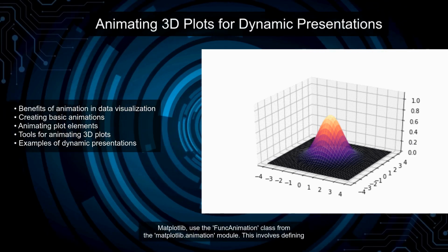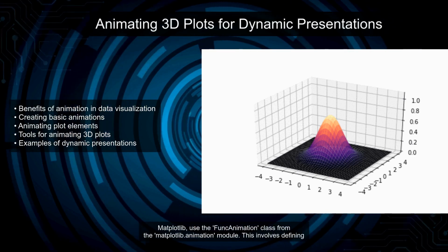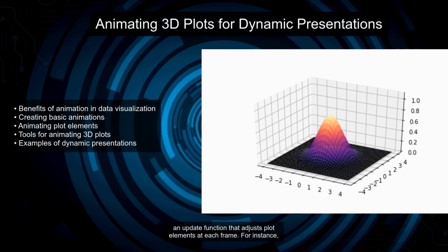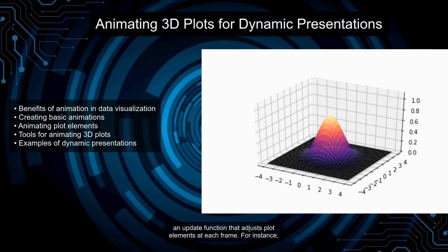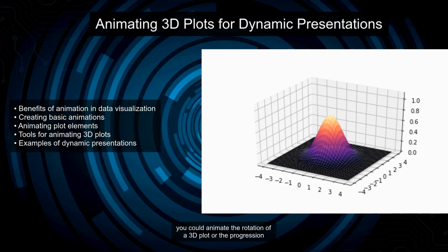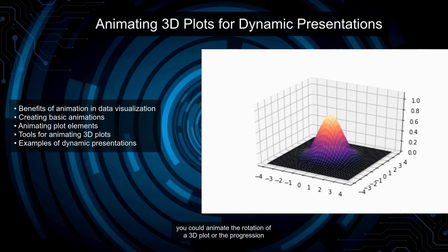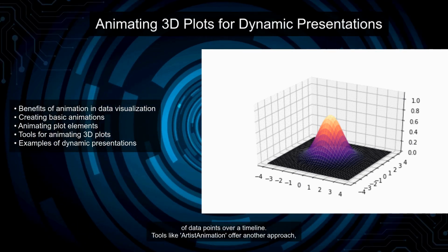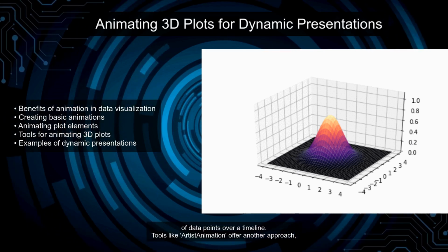To create a basic animation in Matplotlib, use the FuncAnimation class from the matplotlib.animation module. This involves defining an update function that adjusts plot elements at each frame. For instance, you could animate the rotation of a 3D plot or the progression of data points over a timeline.